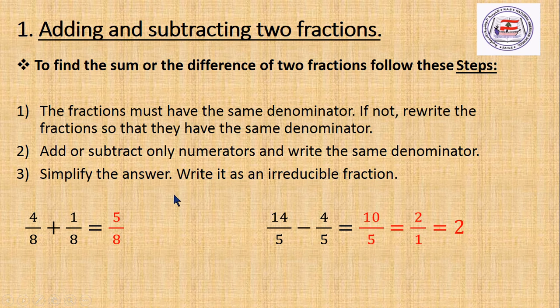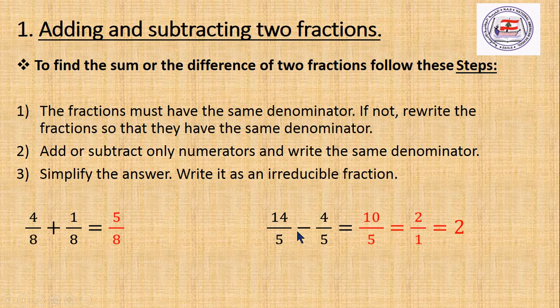Let's see the examples. Here we have 4 over 8 plus 1 over 8, same denominator. Then I only add the numerators 4 plus 1, 5, over the same denominator, 5 over 8. It is a simplified fraction, so I do not change it, 5 over 8.